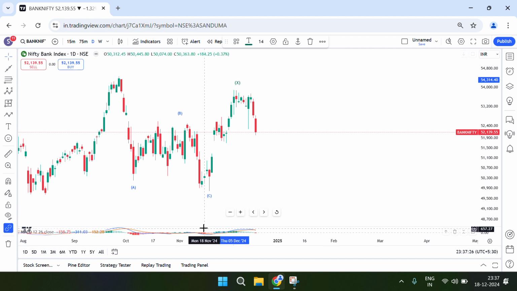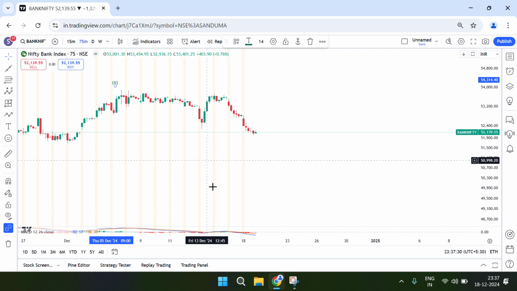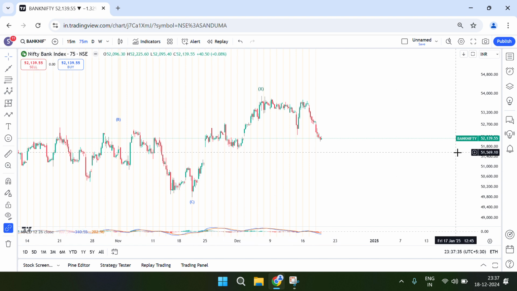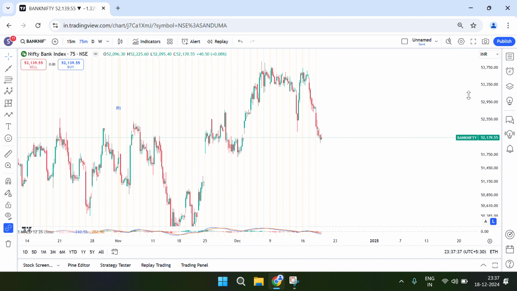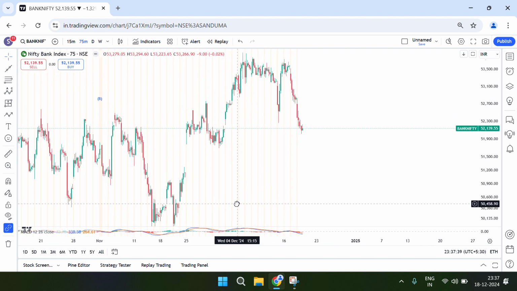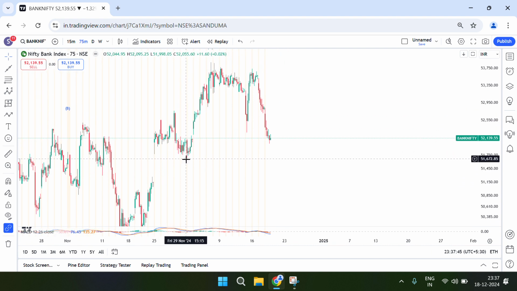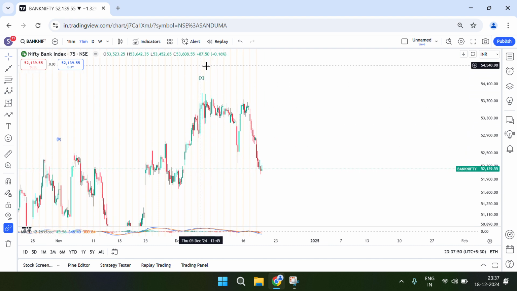Now if I'm trying to map this X, let's move to 75 minutes. In 75 minutes, we could see something similar. This is say 1, 2, 3, 4, 5. Then there is another low here. This is 1, 2, 3, 4, 5. So again, this is the top here. From the top, let's start counting.